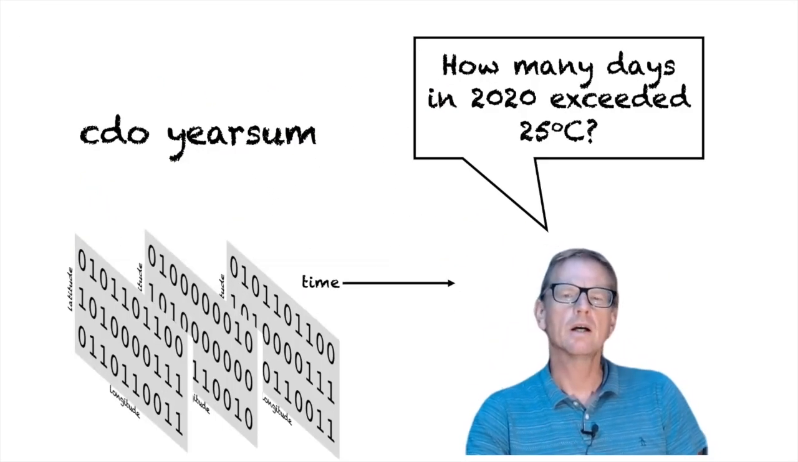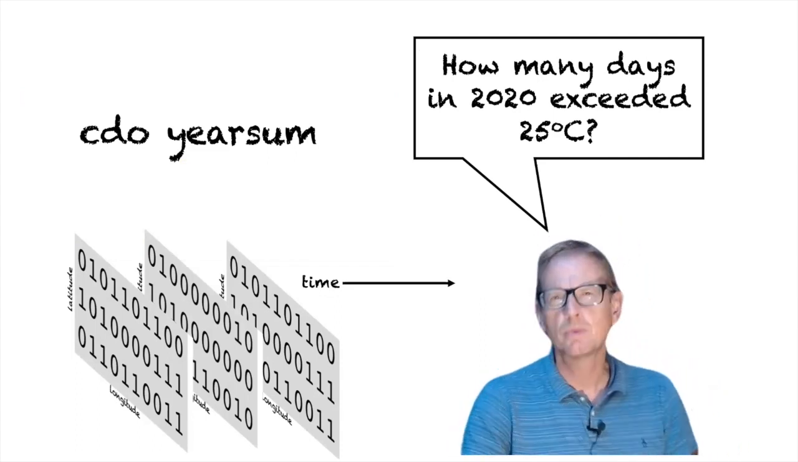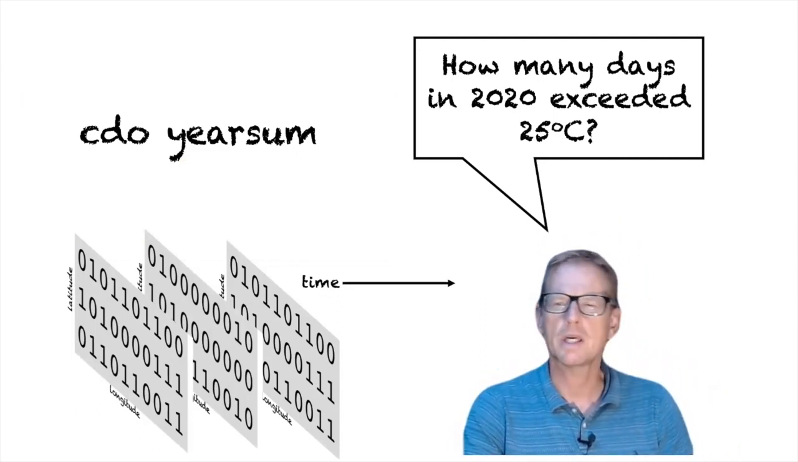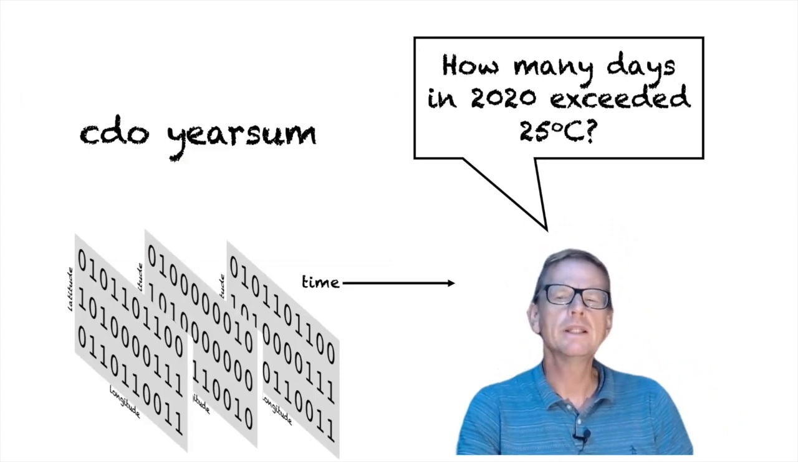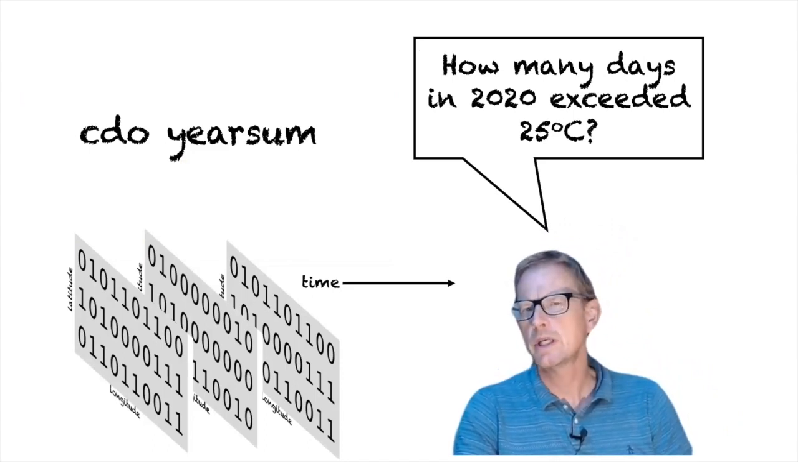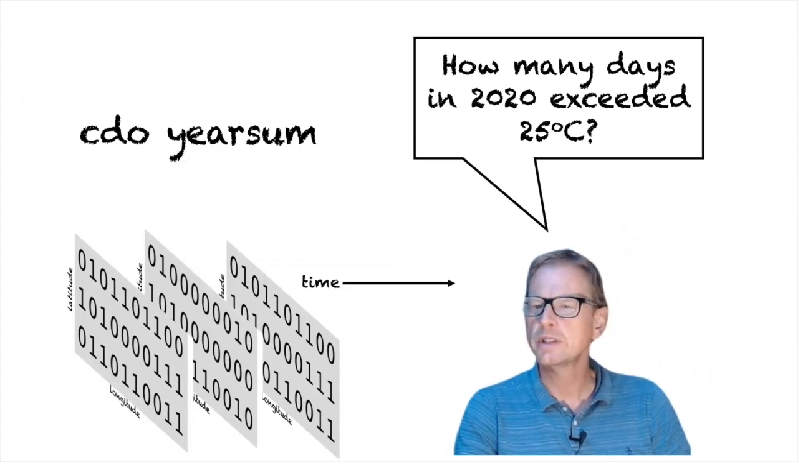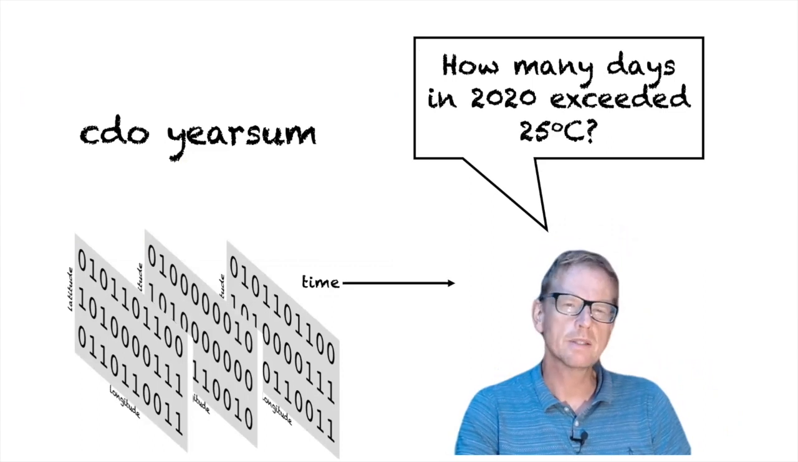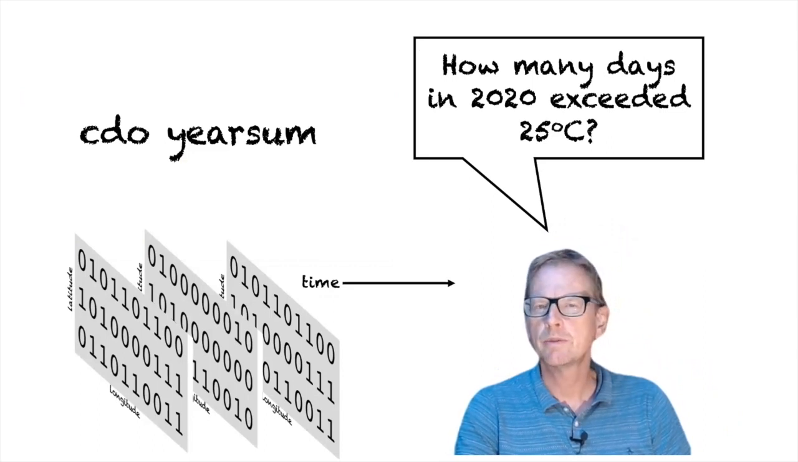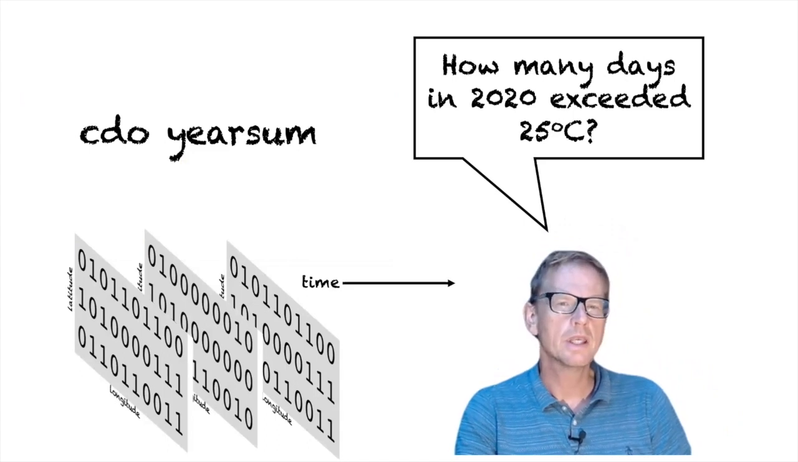So now we've actually calculated the mask, we can start to do some interesting things where we can say, well, how many days in 2020 did each particular grid point exceed a temperature of 25 degrees? And we can do that with these masks by simply summing up each of the mask slices. So for example, we could say CDO yearsum.